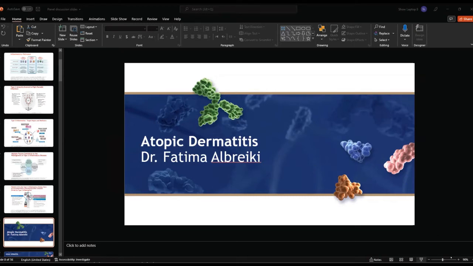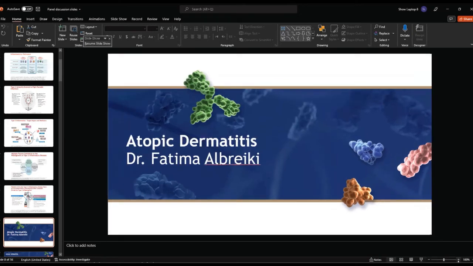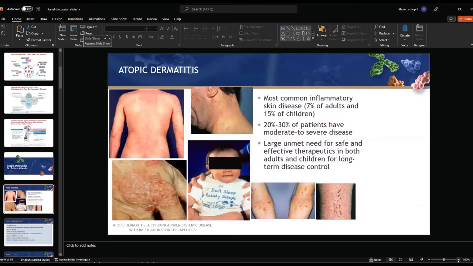Let us start with atopic dermatitis. We all know that atopic dermatitis is one of the common conditions that we see almost every day in our clinic. 20 to 30% of patients have moderate to severe atopic dermatitis, and this is not a small number to ignore. There is a large unmet need for a safe, effective treatment that has long-term efficacy.